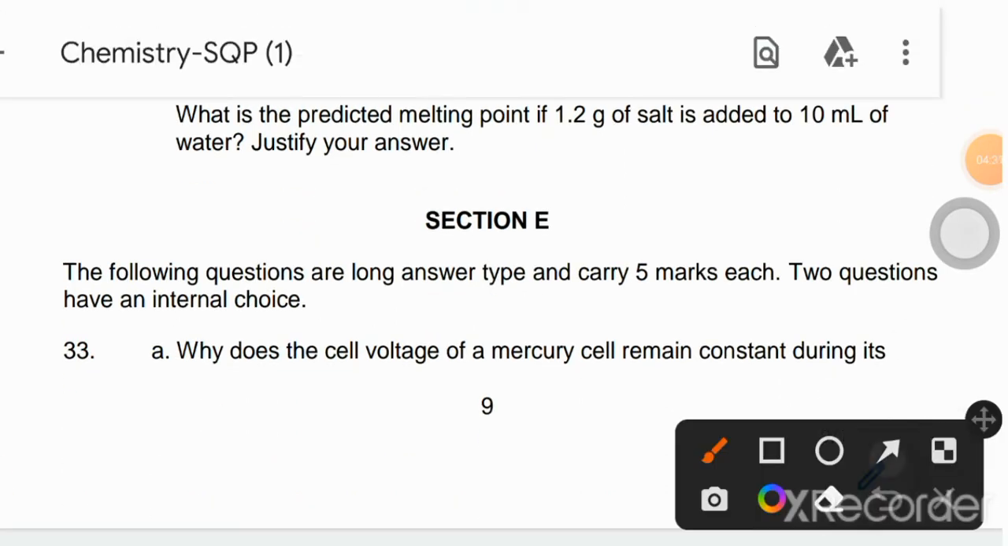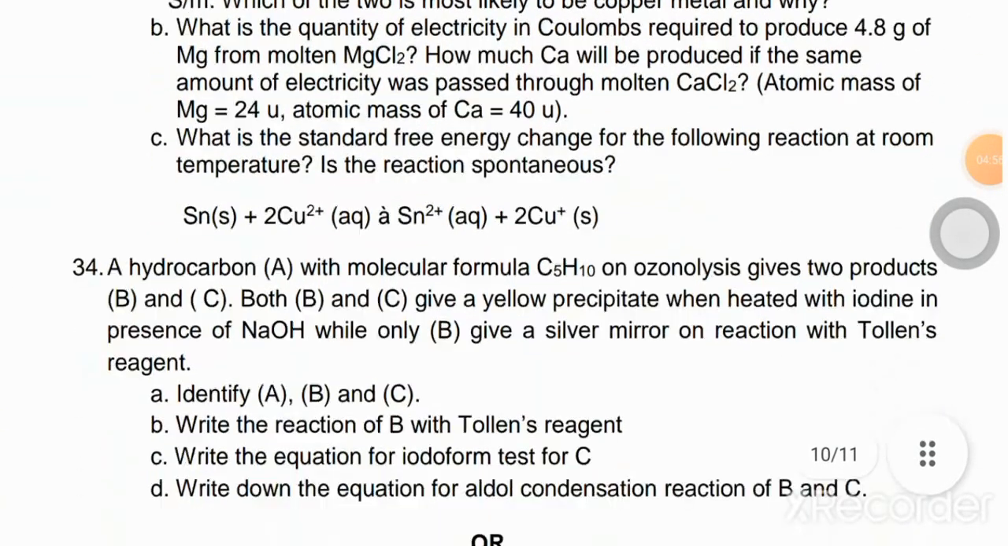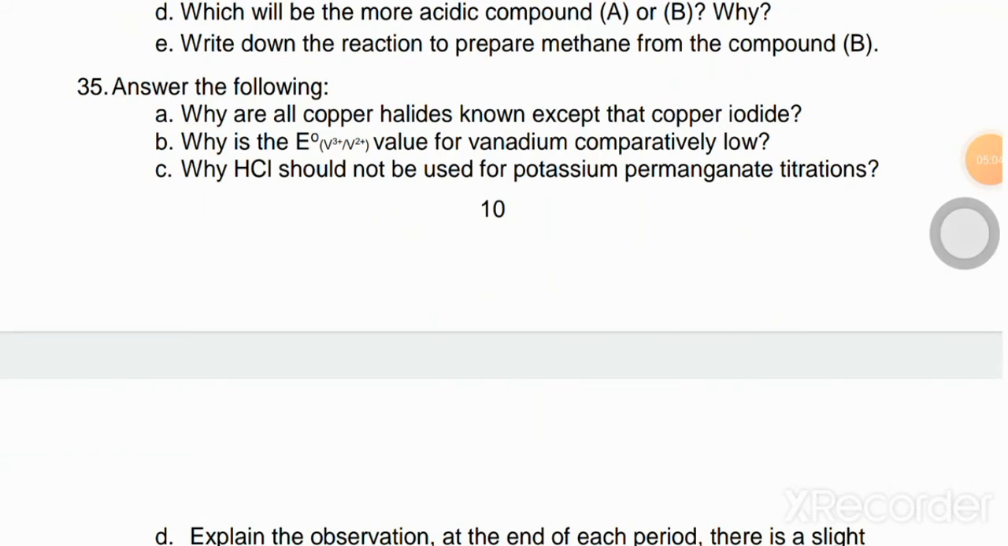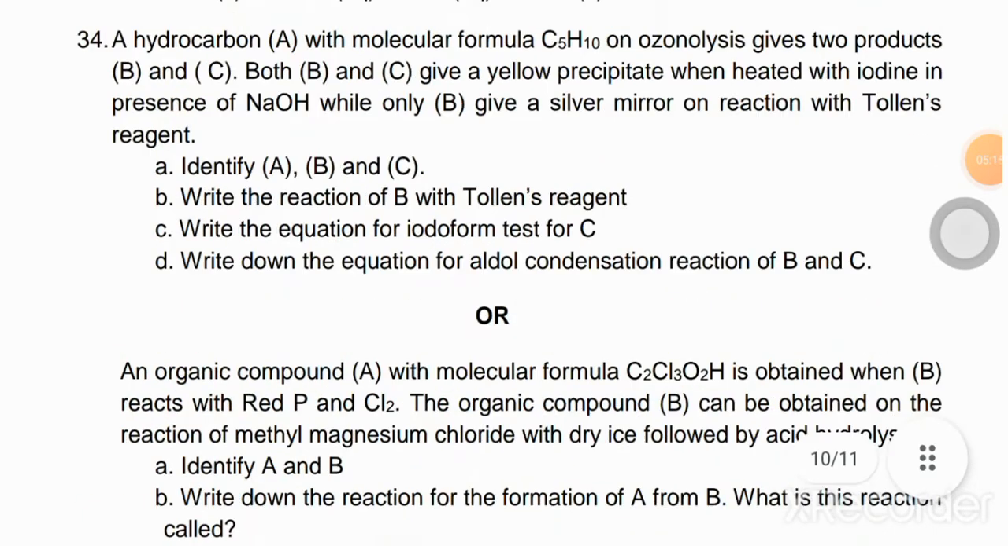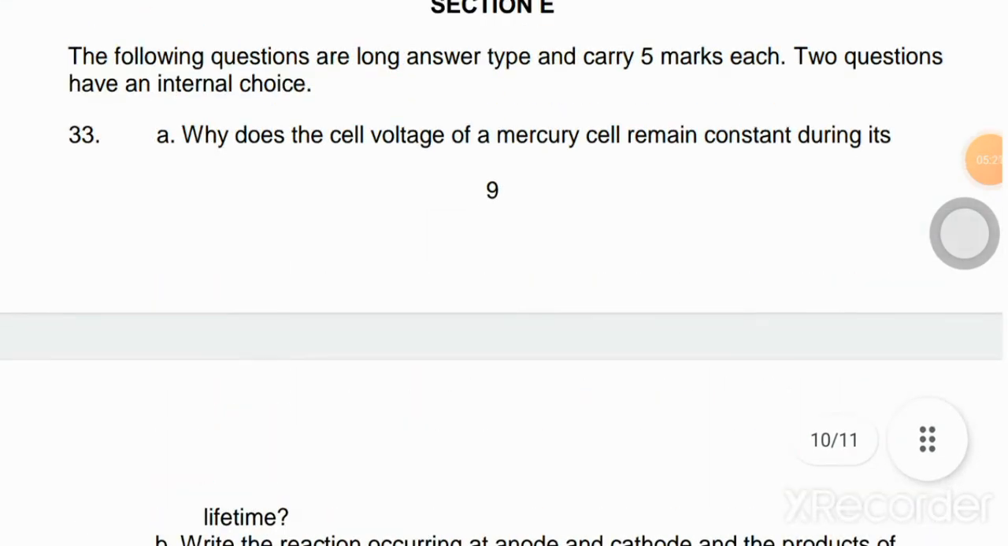Now Section E, which has the long answer type questions, each one carrying 5 marks. Among these 3 questions, question number 33 to 35, these are the Section E questions. Among these 3 questions, 2 questions have internal choice: question number 33 and question number 34. Question number 35 is a direct question. Here they ask one question from the organic part, one question from the inorganic part, and one question from the physical chemistry part. So this is about the sample paper which was released by the CBSE recently.